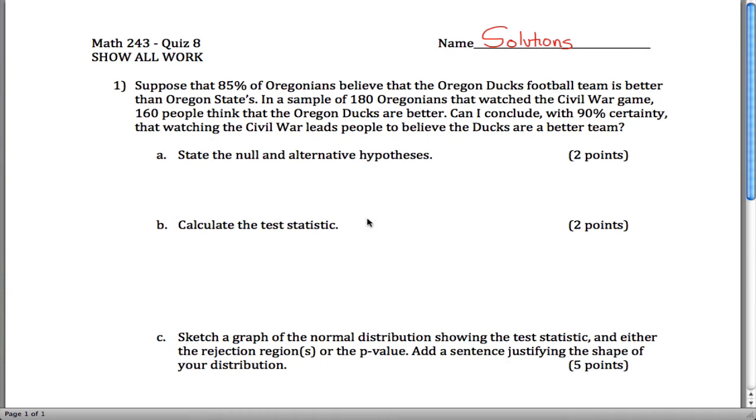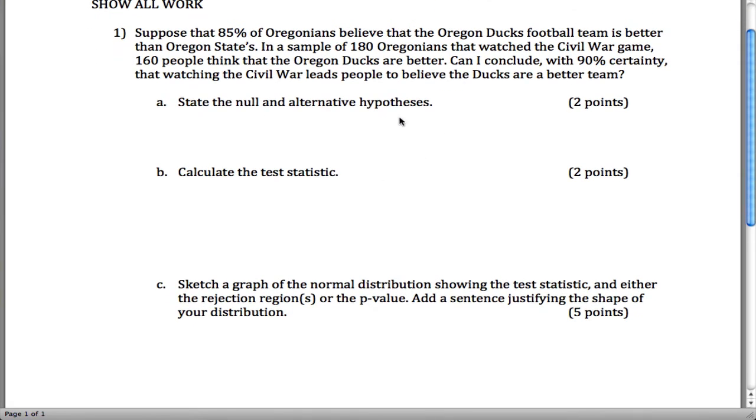So here are solutions for quiz 8 for Math 243. In this problem we're doing hypothesis testing with proportions. You can tell it's proportions because it doesn't say anything about standard deviation up in the top here. They give us a few numbers here that we have to kind of decipher.